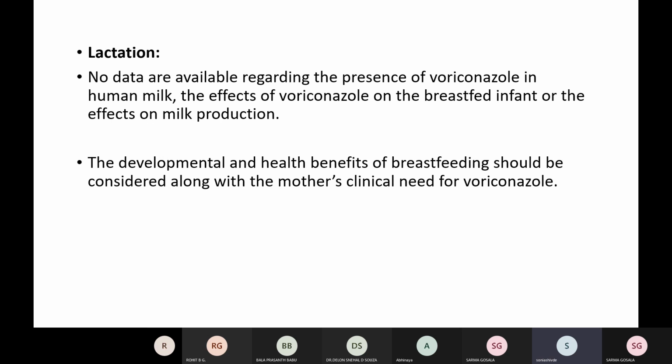Coming to lactation, no data is available regarding the presence or secretion of voriconazole in human milk, its effects on the breastfed infant, and effects on milk production. Ideally it should be avoided in a lactating mother, and the developmental and health benefits of breastfeeding should be considered along with the mother's clinical need for voriconazole.